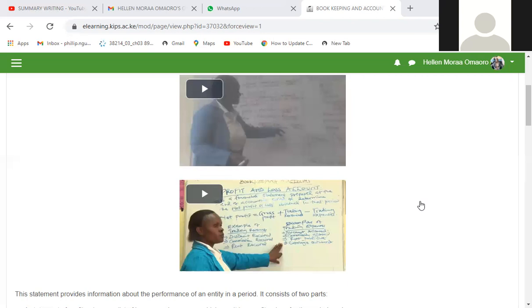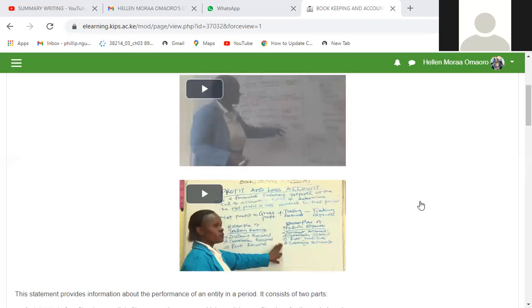Now, how do we get the net purchases? Okay, net purchases, you get them from the following formula. You get the total purchases, then we less the returns outwards. Total purchases less return outwards. Return outwards are the goods which after you have bought from the market, you return to the supplier. Those ones we call return outwards.